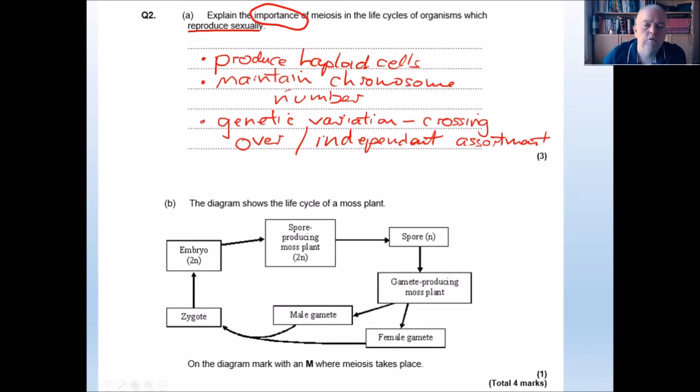So the three things we're looking for: producing haploid cells, we can maintain the chromosome number from when fertilization occurs, and it's going to introduce genetic variation. The keyword there is the term variation.